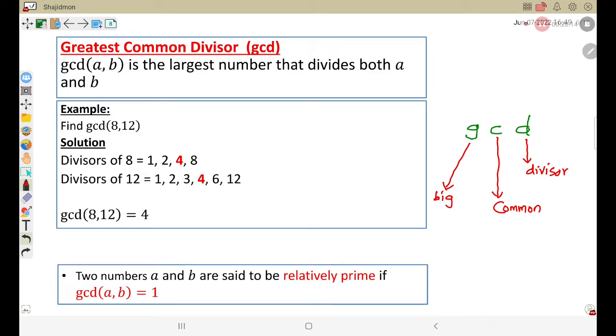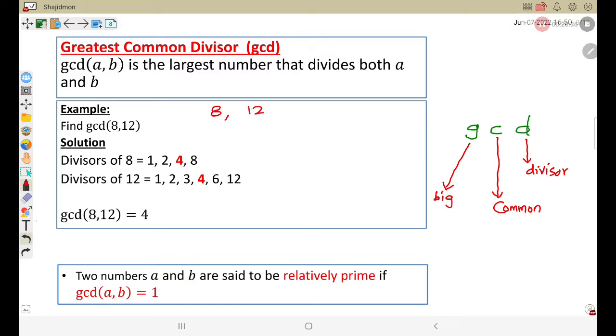So the GCD of two numbers A and B is the largest number that divides both A and B. That is what we call the GCD of two numbers. For example, see, an example makes it clearer. Find the GCD of 8 and 12. Number 8 and number 12.